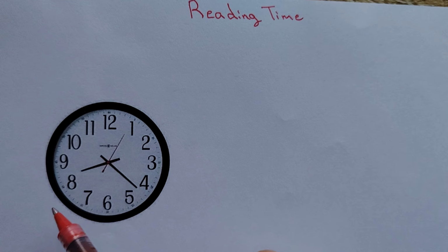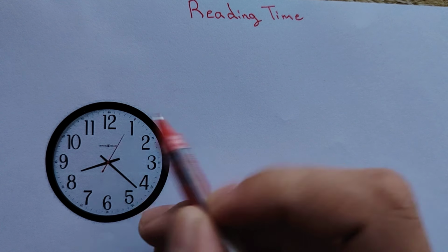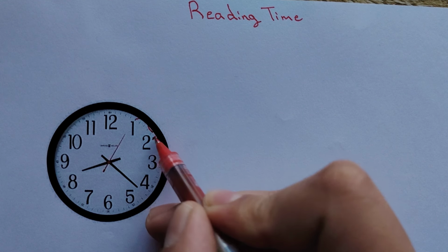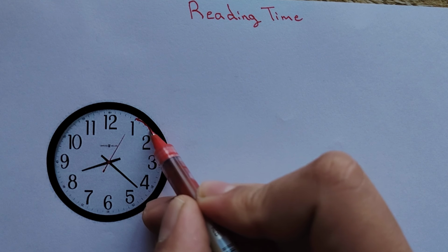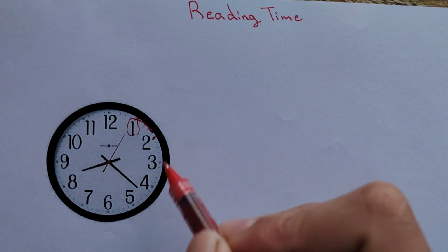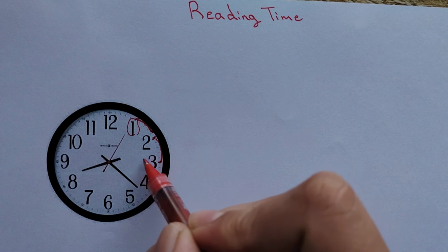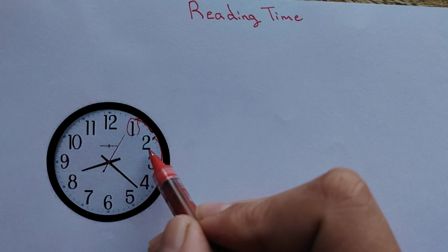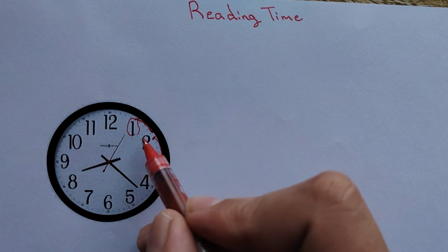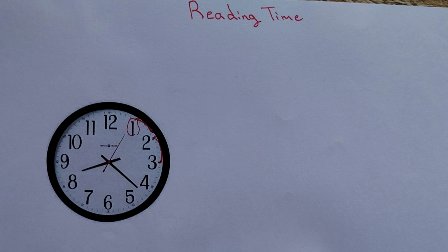Now, from this part, the hour, let's say it's hour 1, till the next bold dash here, this space between them still represents hour 1. Same as for that one, from this dash to this dash, it represents the hour 2. So it does not matter if the hour hand was pointing at the number or somewhere between the numbers, it still represents the hour before.